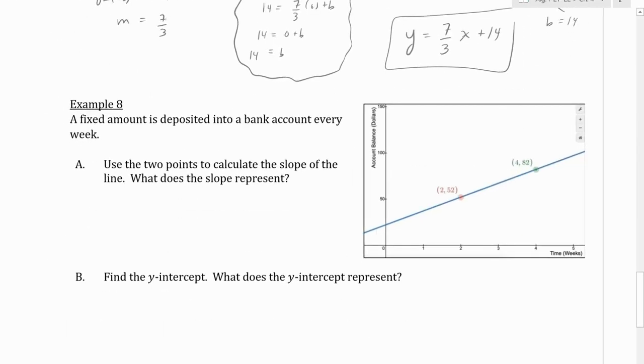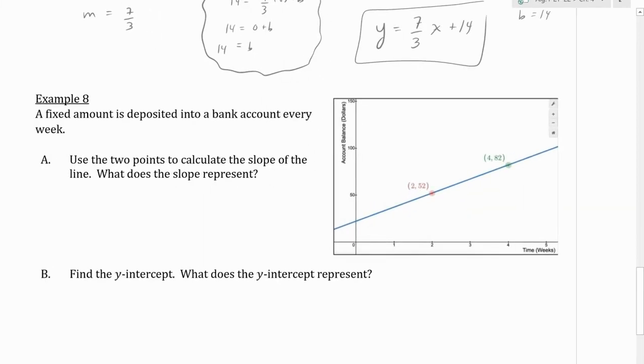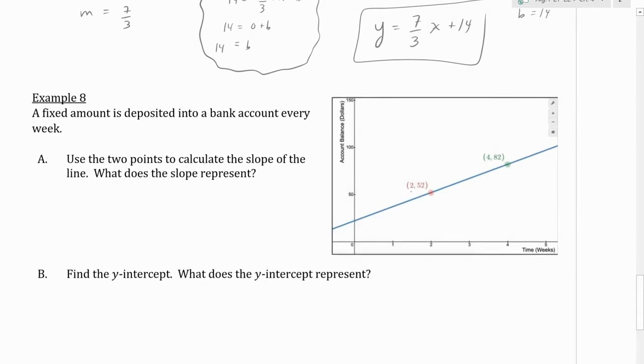All right, this one we got a fixed amount is deposited into a bank account every week. Down here we got the number of weeks. Up here we've got the account balance. So basically what this is showing, in 2 weeks, there's $52 in the account. In 4 weeks, there's $82 in the account. It says use those 2 points to calculate the slope. So if I take my second y minus my first y, over the second x minus the first x, I'm going to get 30 over 2, which is 15.